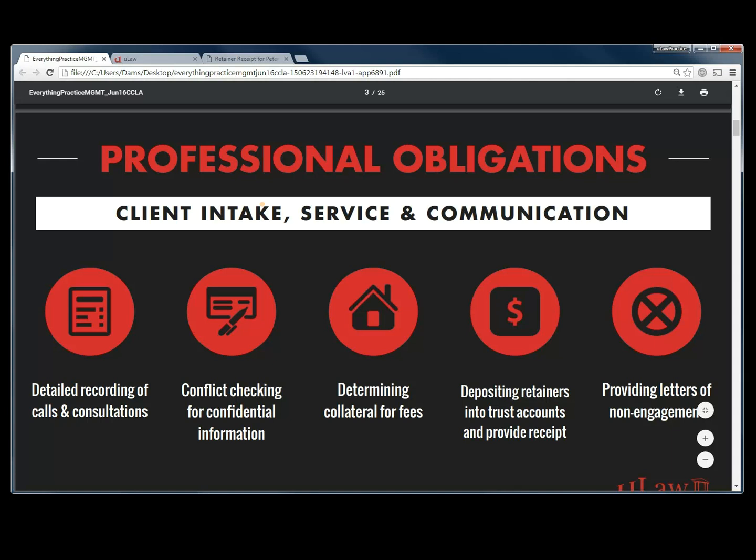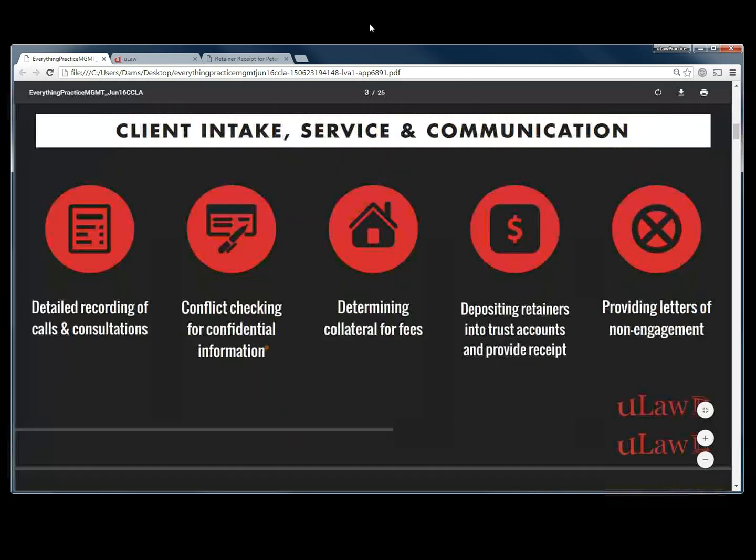So in terms of professional obligation in client intake, there are 5 key takeaways that we want you to carry from this webinar: detailed recording of calls and consultations, and conflict check. Conflict check, as I spoke, has 2 parts: one is how you did the conflict check, and two, how you resolved the conflict. The third thing is determining the fees for this matter. Make sure that assistants, other legal professionals whom you will be using, and disbursement rates, everything is captured properly. The last thing is retainer deposits, and then providing a proper non-engagement letter if you need to. So now let's get into each of these details.